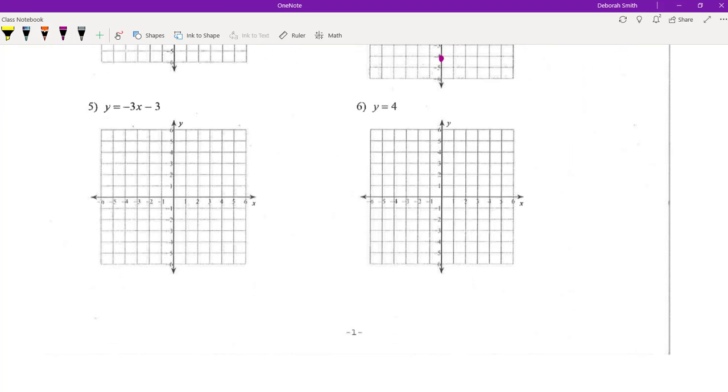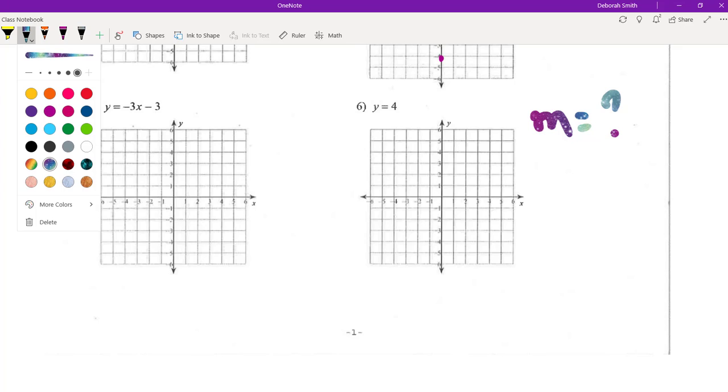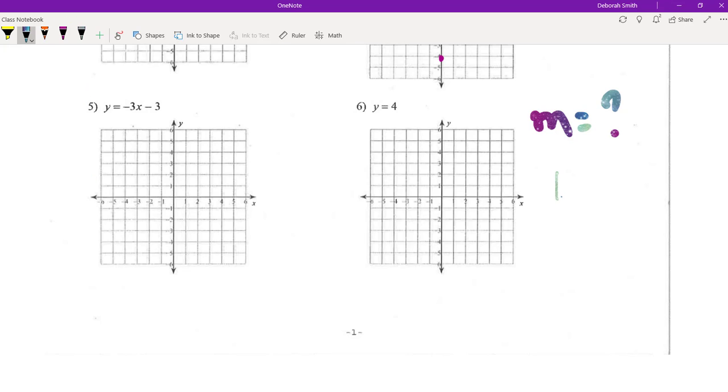Number 6, y equals 4. Some of you might be a little weirded out because I can't find the slope. It doesn't tell me, there is no x, so how can I pick a number in front of the x if there is no x, right? But we do know that the y-intercept is 4. This is saying y is always 4.